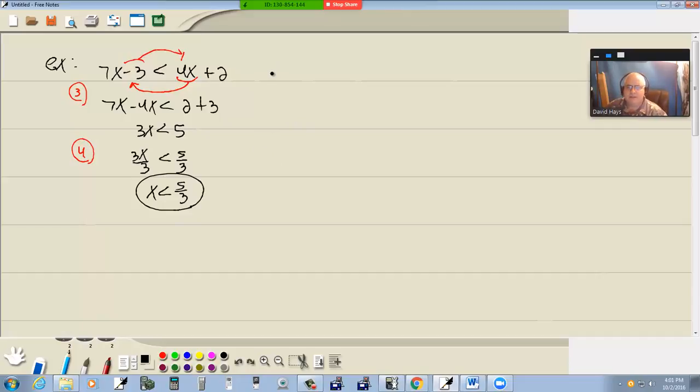Now let's talk about some of the different forms you'll run across. Let's say I did come up with x is less than -3. This is our form. We have something called set builder notation.